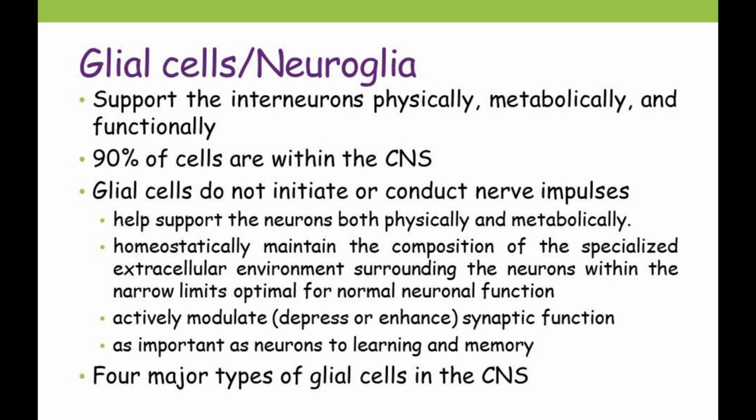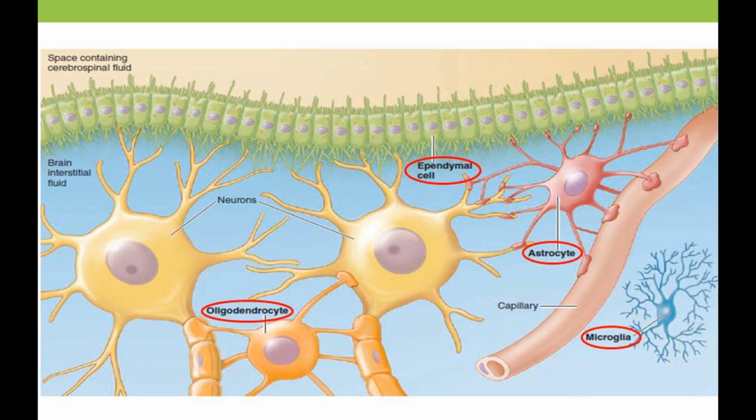The glial cells are also important to maintain homeostasis of the environment surrounding the neurons, and they can actively modulate, that is, they can depress or enhance synaptic function. And the glial cells are as important as neurons for learning and memory. So there are four major types of glial cells in the central nervous system: the astrocytes, the oligodendrocytes, the ependymal cells, and the microglia. So we'll start with the astrocytes.